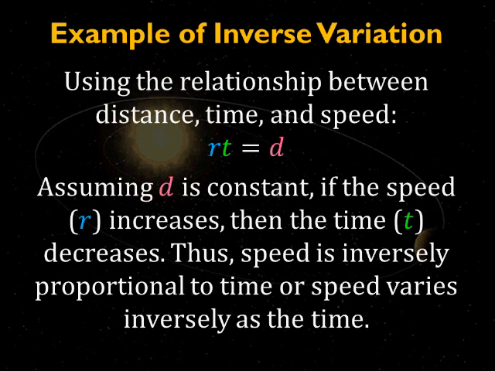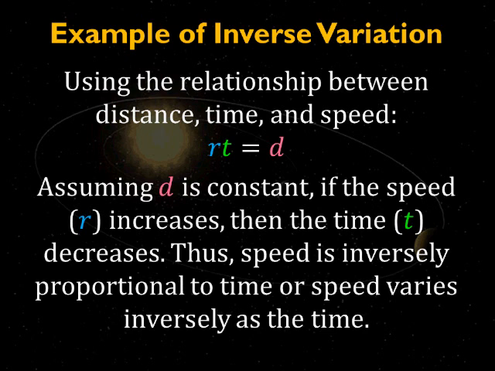So using a relationship that we know, rate times time equals distance, assuming the distance doesn't change, let's think about it this way. Let's say you live a mile from school and you walk every day. If you walk faster, it'll take you less time to get there. If you walk slower, it'll take you more time. So if d is constant, the speed increases. If the speed increases, then the time decreases. Thus, we say speed is inversely proportional to time, or speed varies inversely as the time.